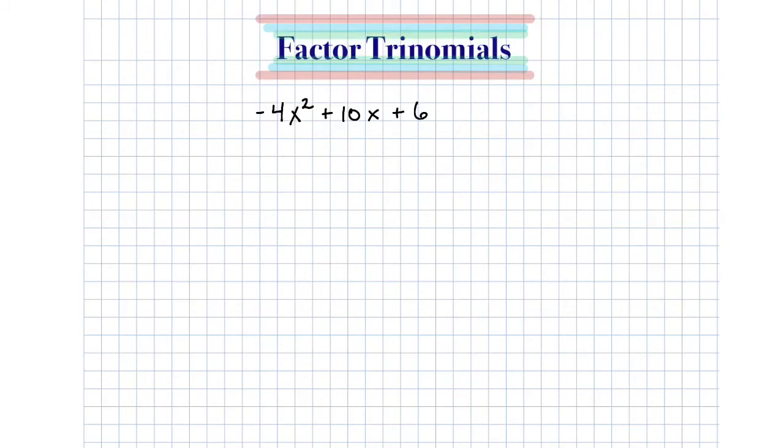Okay, our next trinomial, negative 4x squared plus 10x plus 6. Right off the bat, you can see that these are all even. So we could factor something out of there. Let's factor out a negative 2.